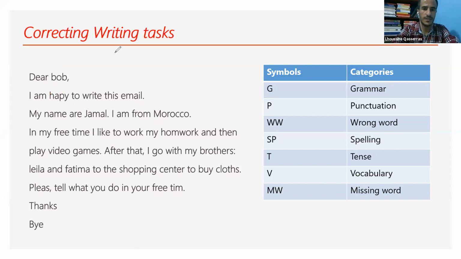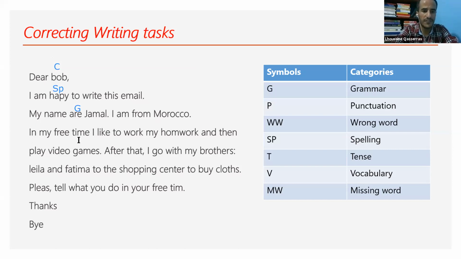So let me write it here. There's a problem when I write. So this is capital, all right, good. Happy, it is spelling. Wonderful. Good. Spelling to write this. My name Arjama. What's the problem? Grammar. Or tense. It's grammar, G. I'm from Morocco. No problem.